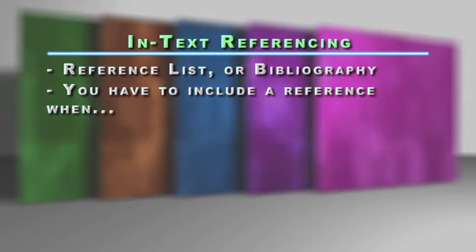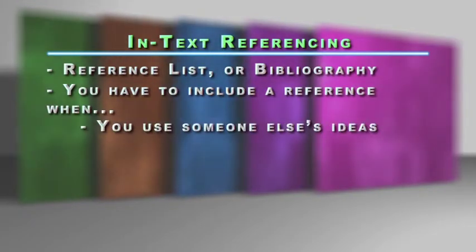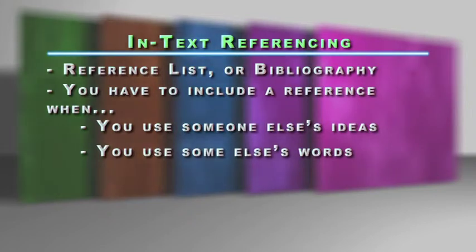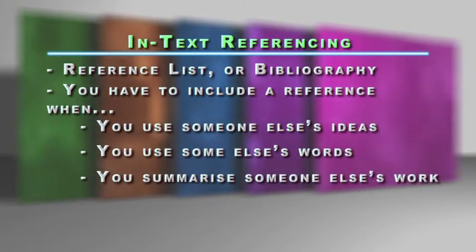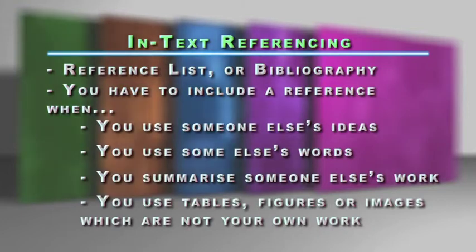You have to include a reference when you use someone else's ideas in your own words, which is paraphrasing. When you use someone else's words exactly as a quote. When you give a short version of someone else's ideas or work, which is a summary. You also need to reference tables, figures or images that are not your own work.